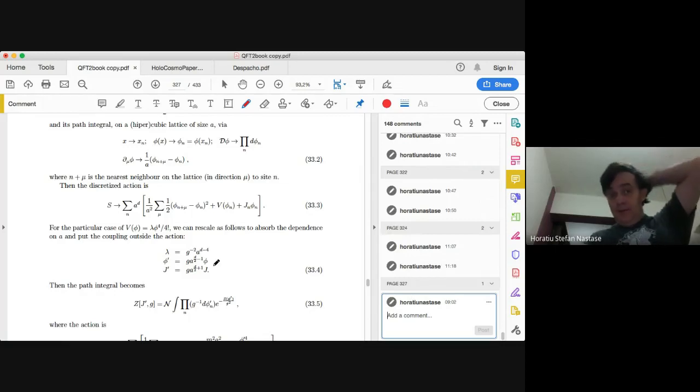In the particular case of the lambda phi 4 theory, the potential being lambda phi 4 over 4 factorial, we rescale the variables in order to absorb the dependence on A and to put the coupling outside in the action, the same way as, let's say, in Yang-Mills or Maxwell, we can rescale A mu in order to put the action into an action that doesn't depend on g, divided by g squared. We'll do the same here.